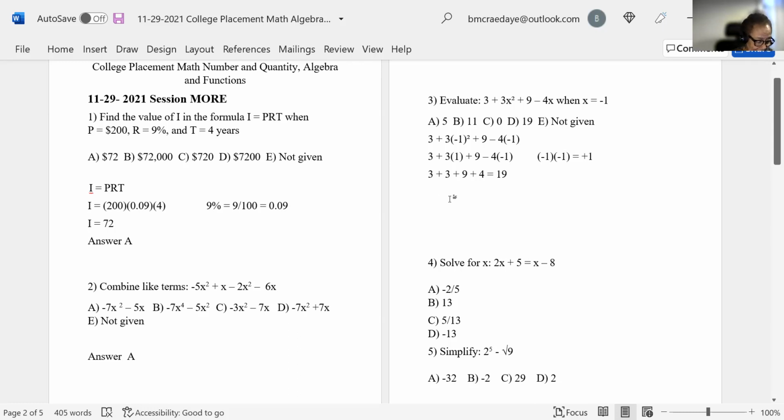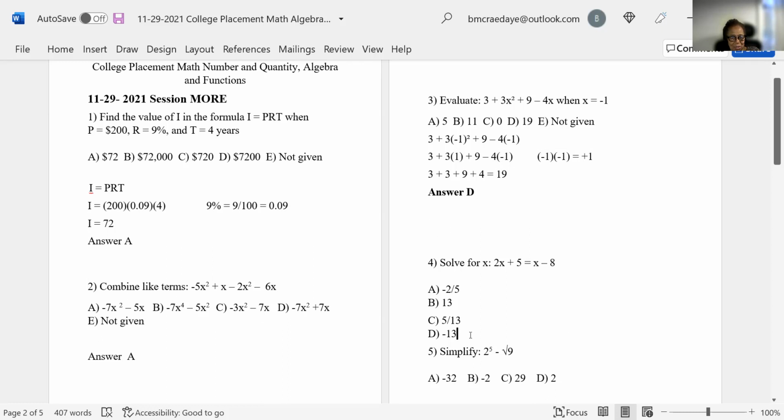So how are you getting 11? I was adding 3 and 3 is 6 and 9 is 15 and subtracting the 4 from it. Oh, but see, the minus times minus gives you a plus, right? A minus 4 times a minus 1 gives you a plus 4. There again, multiplying like signs gives you plus. So now you have a plus 4. 3 plus 3 is 6, plus 9 is 15, plus 4 is 19. Answer D, which is 19. Okay. All right.